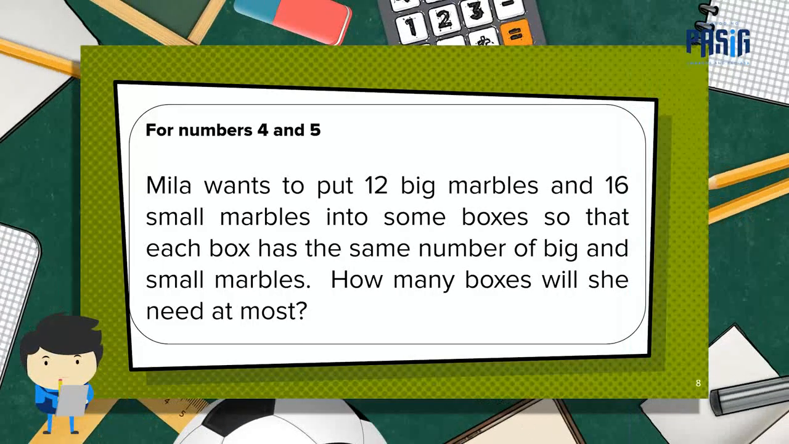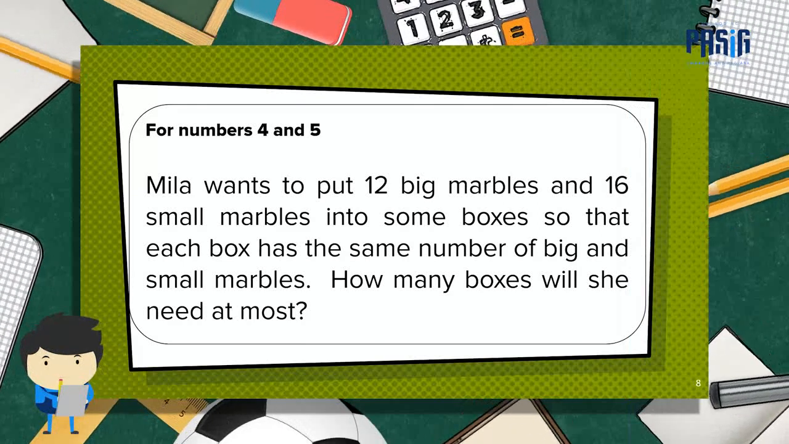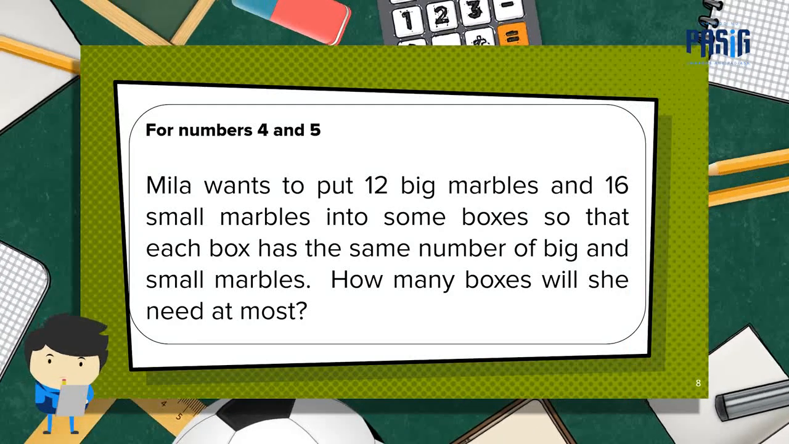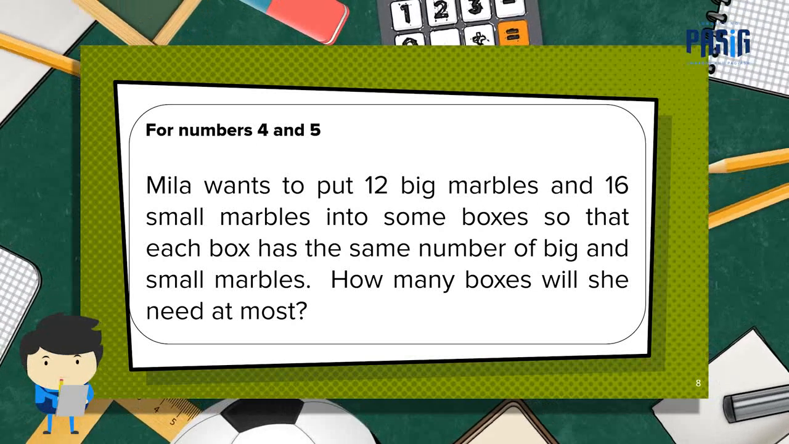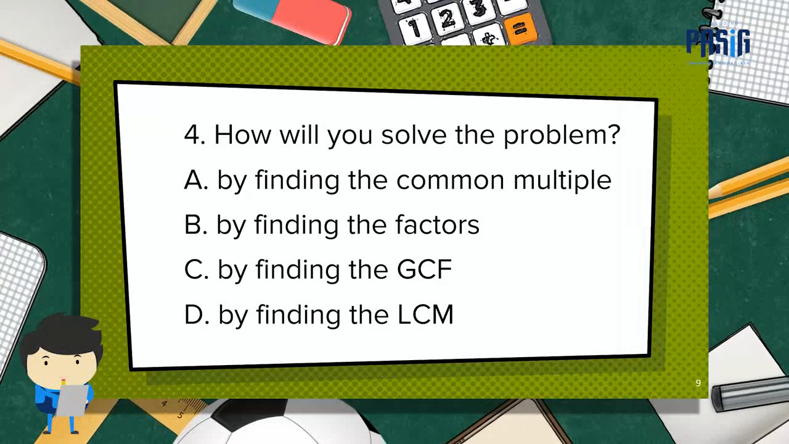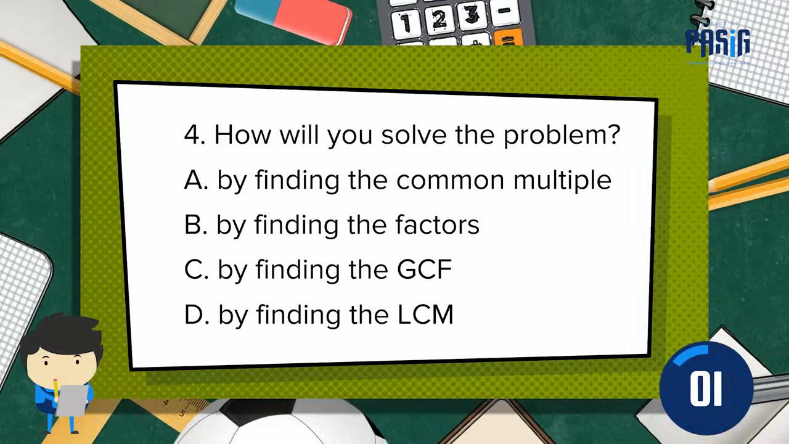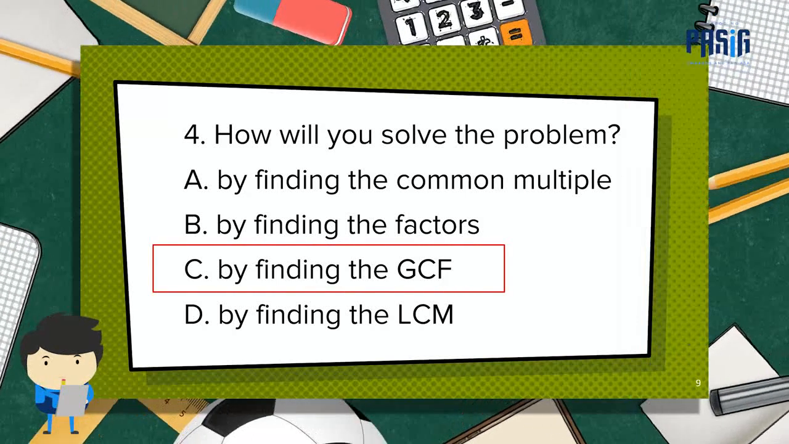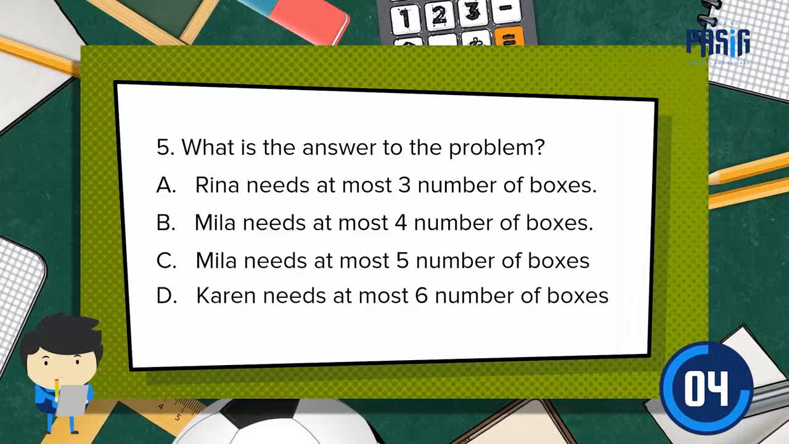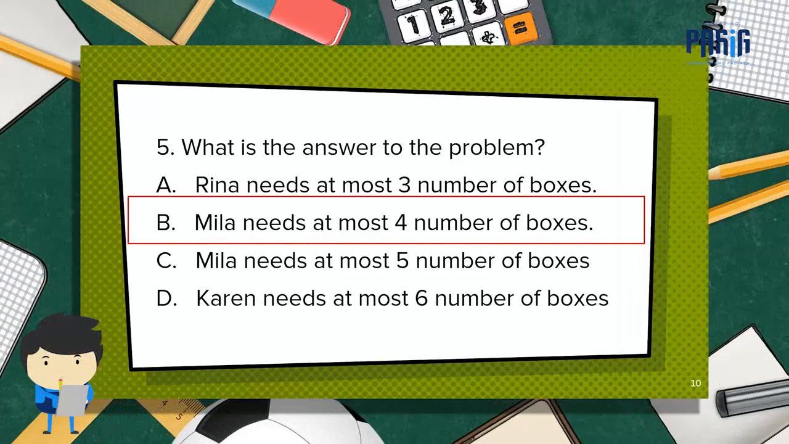For numbers 4 and 5, here is the problem. Mila wants to put 12 big marbles and 16 small marbles into some boxes so that each box has the same number of big and small marbles. How many boxes will she need at most? Number 4. How will you solve the problem? And the correct answer is letter C. Number 5. What is the answer to the problem? And the correct answer is letter B.